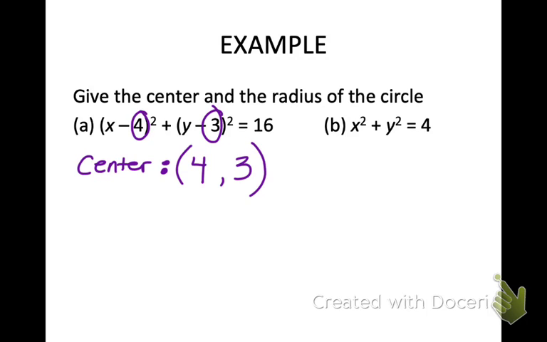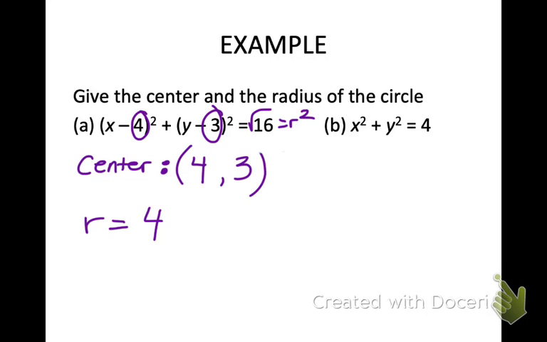If either of those were a plus, then I would make these into a negative. Okay, because that's kind of like minusing a negative. My radius is over here. Remember, this is equal to r squared. So if my r squared is 16, what would just be r? What number squared is 16? 4, right? Just square root it. So my radius would be 4.